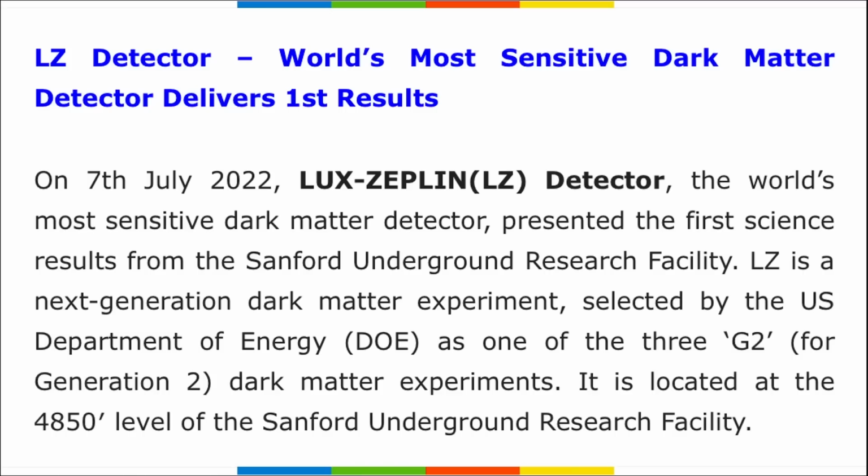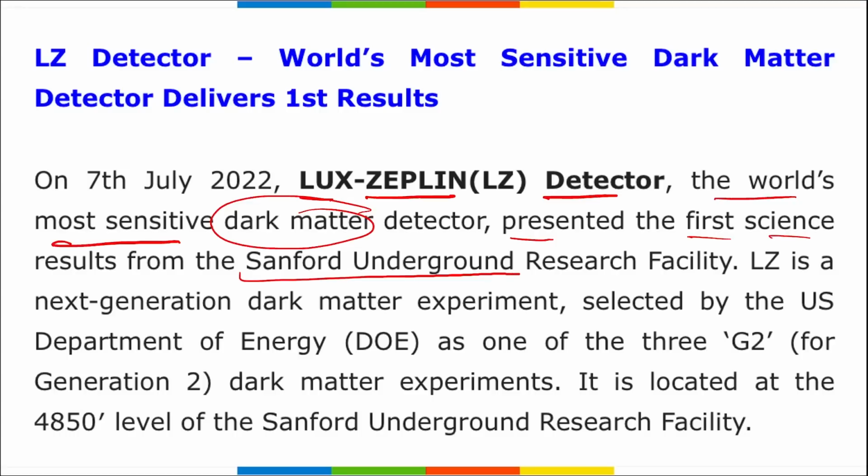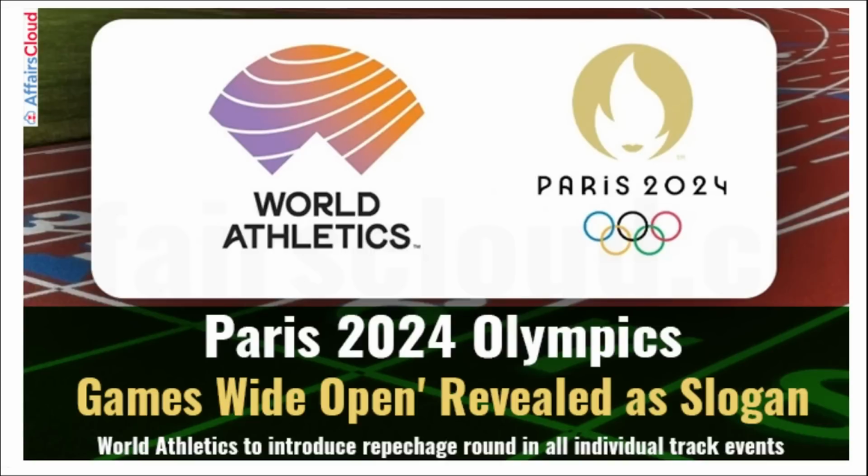Next is the LZ detector. The world's most sensitive dark matter detector delivers its first result. Recently the LUX-ZEPLIN LZ detector, the world's most sensitive dark matter detector, presented the first science results from the Sanford Underground Research Facility. LZ is a next generation dark matter experiment selected by the US Department of Energy. It is one of the 3 G2 generation dark matter experiments. It is located at the 4850 level of the Sanford Underground Research Facility.